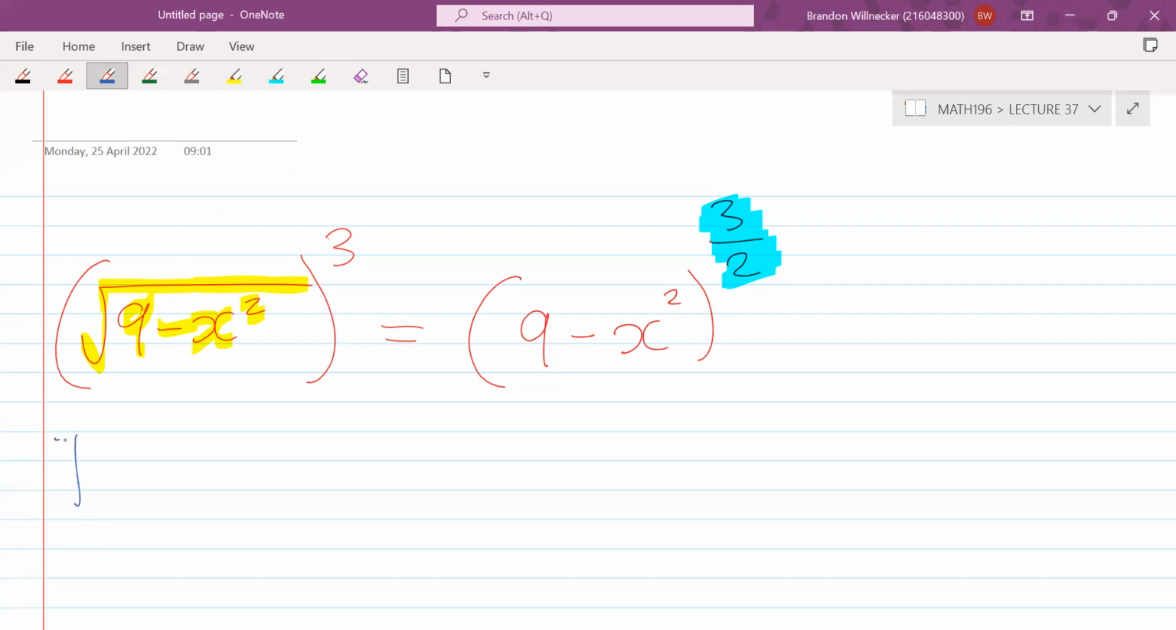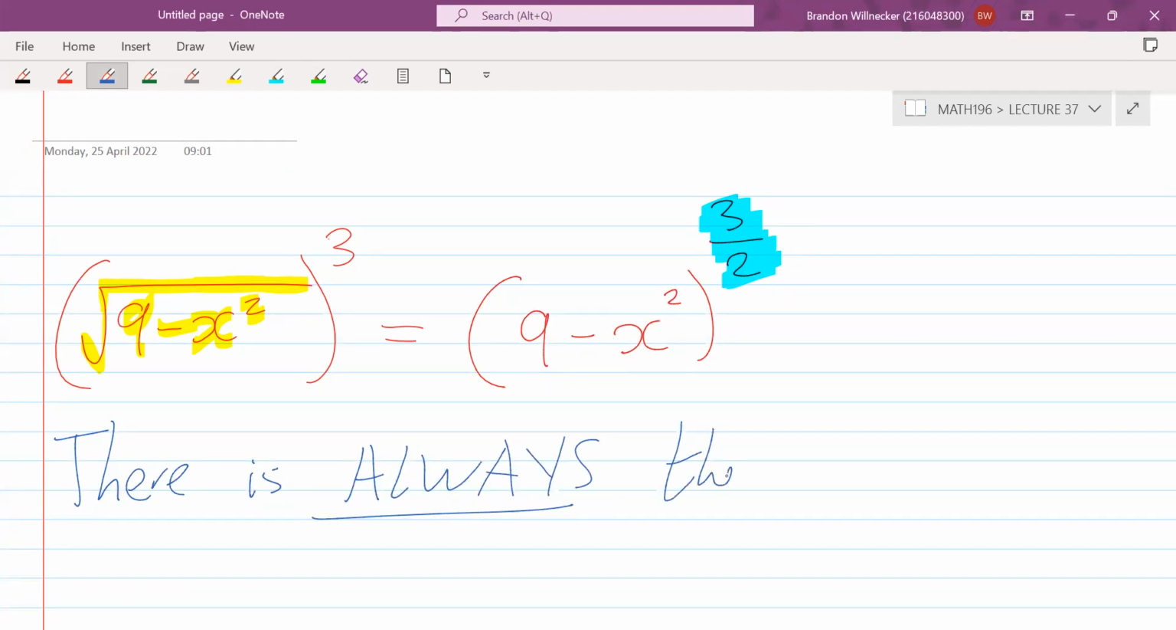There is always the square root, but sometimes it's a bit hidden in the exponent. So an exponent of 3 over 2, there's still the square root there, even if you can't see it right away.